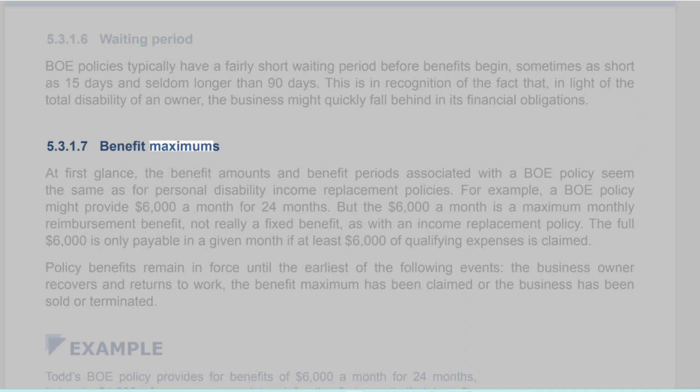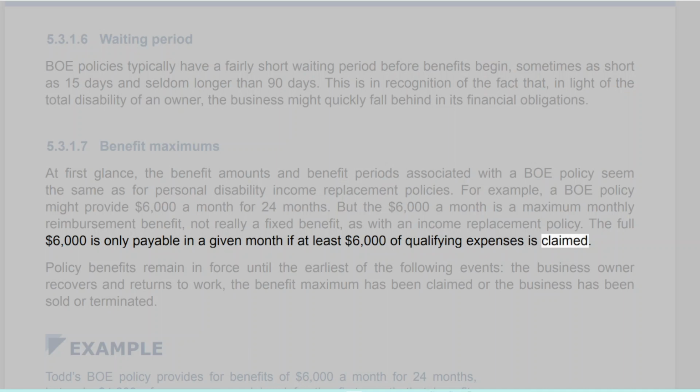5.3.1.7 Benefit maximums. At first glance, the benefit amounts and benefit periods associated with a BOE policy seem the same as for personal disability income replacement policies. For example, a BOE policy might provide $6,000 a month for 24 months. But the $6,000 a month is a maximum monthly reimbursement benefit, not really a fixed benefit, as with an income replacement policy. The full $6,000 is only payable in a given month if at least $6,000 of qualifying expenses is claimed.